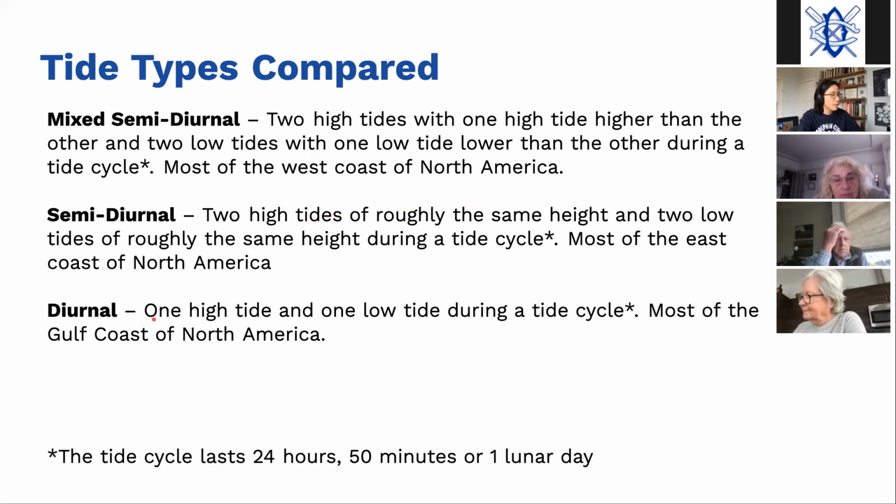And if a coastal area experiences only 1 high tide and 1 low tide during a tidal cycle, that would be called diurnal. And in North America, that mainly happens in the Gulf Coast. I've linked in the presentation notes to a page on NOAA's website that shows what kind of tides are experienced around the globe, because geography determines what kind of tides an area experiences.